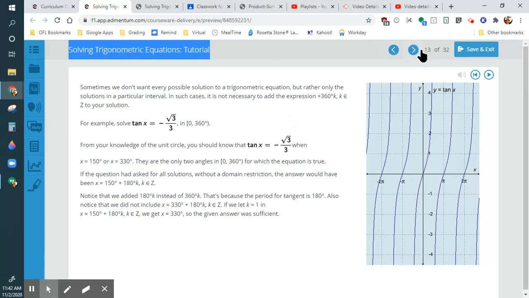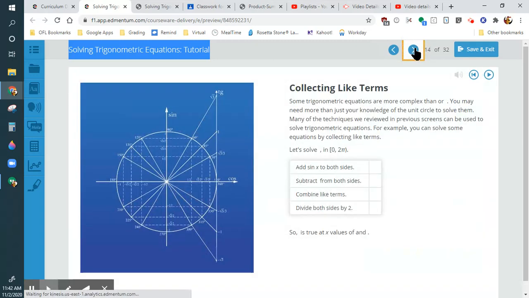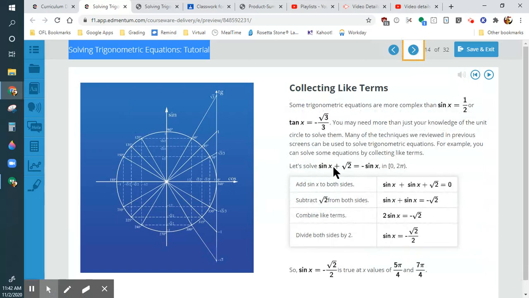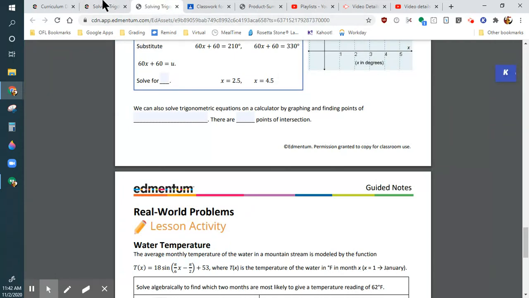Oh, sine over cosine, sorry. And then for trig functions, the unit circle is the best way to do them. So if we're doing our trig functions, it's always good to use the unit circle.